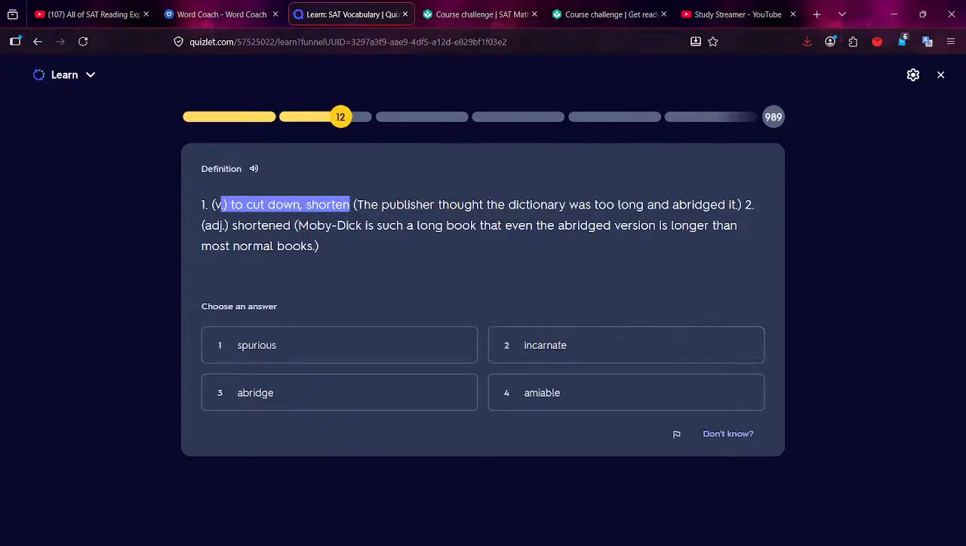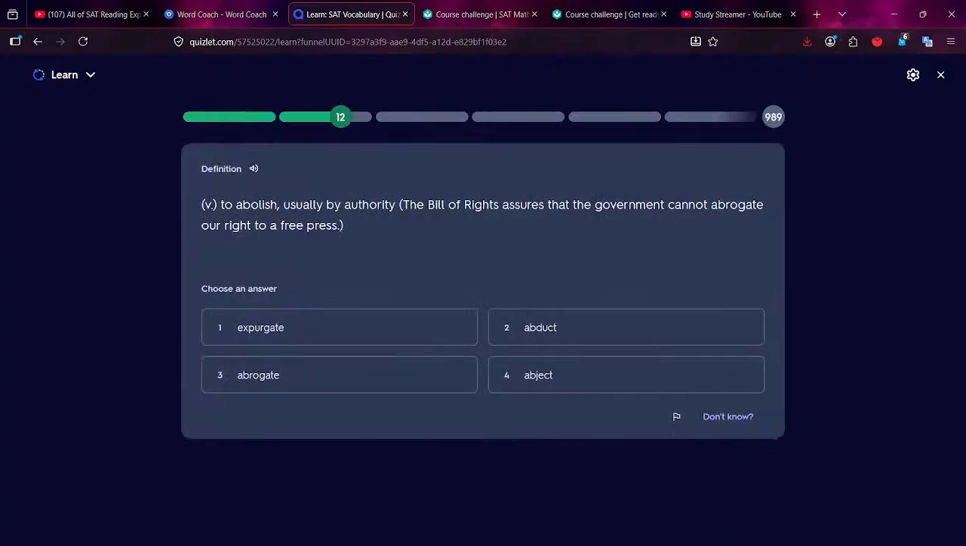To cut down or shorten. Amiable means like you're agreeable, right? Abridge means probably linked to something. Incarnate, it's probably not. Oh, okay. Abridge is to cut down, shorten. Okay, it's good to continue.